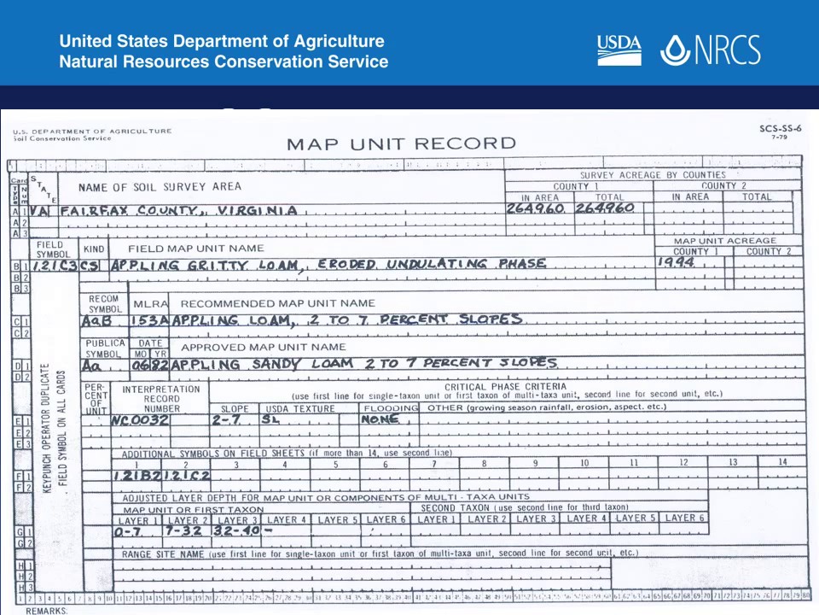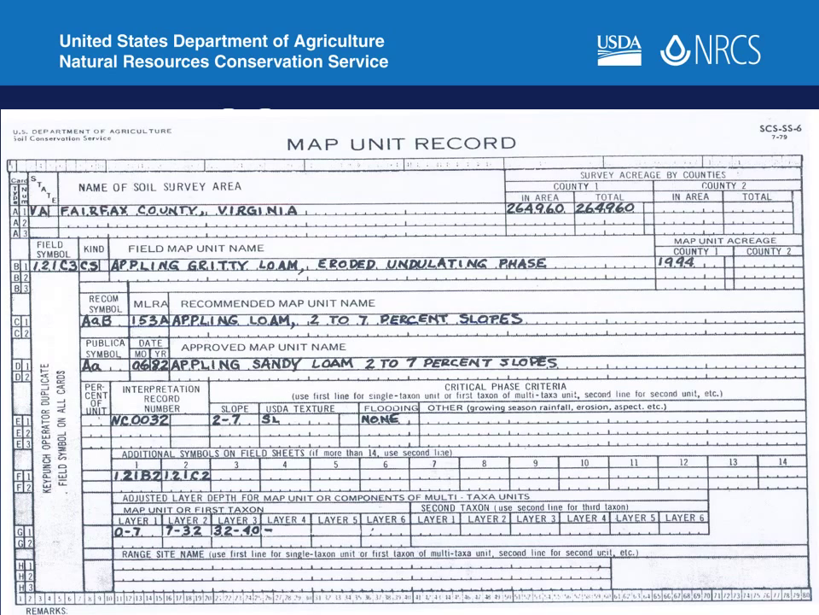So you came in here and you're at Fairfax County, Virginia Soil Survey area, and here's the map unit. The field symbol was 121C3. It was the Appling Gritty Loam. You can see some of this terminology is no longer used. They changed the publication symbol to AA, and it was done in 1982, Appling Sandy Loam. It used the series interpretation record I just showed you, NC0032. You assign the slope, you assign the surface texture, and you assign the flooding phases and any other phases that you may have.